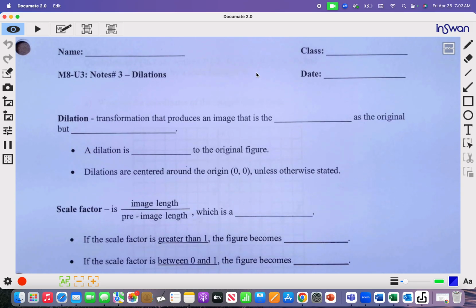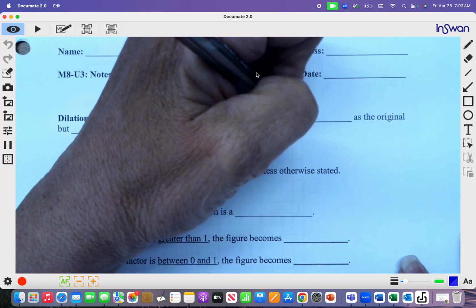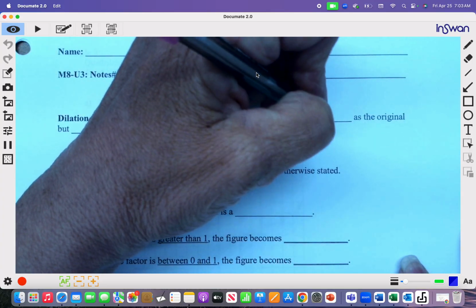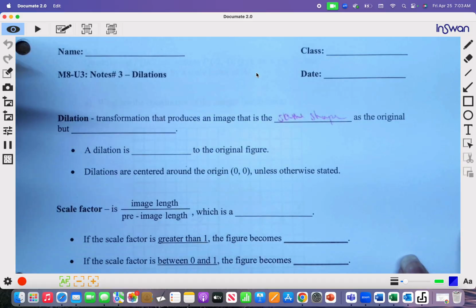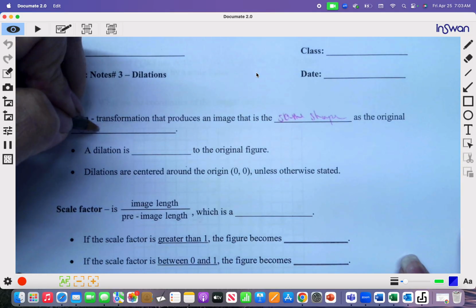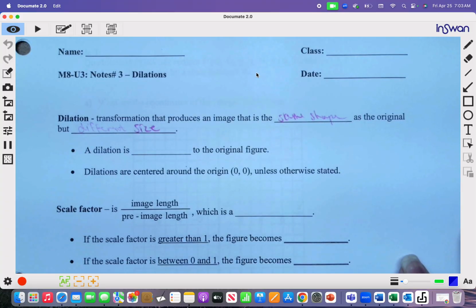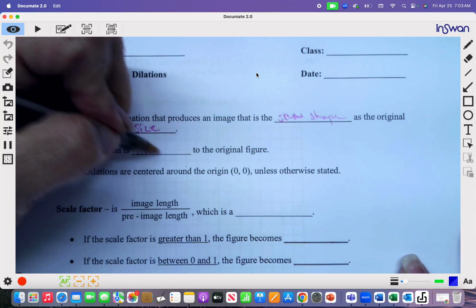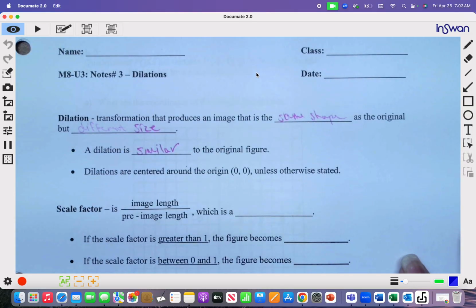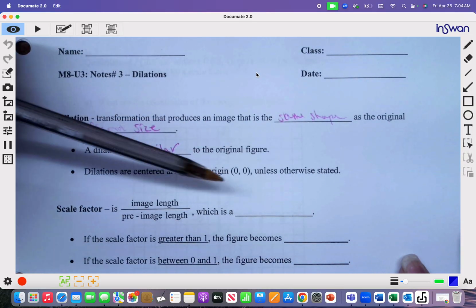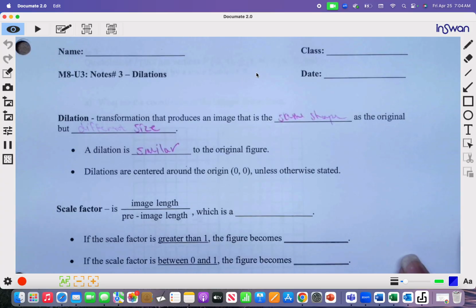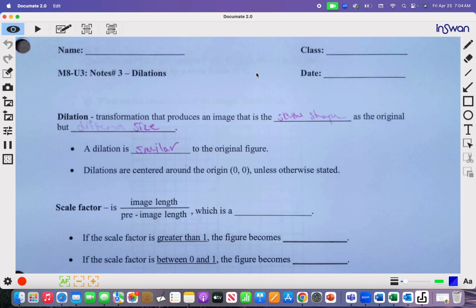We are talking about dilations. A dilation is a transformation that produces an image that is the same shape as the original, but a different size. So instead of being congruent, it is now similar to the original. Dilations are centered around the origin, 0, 0, unless otherwise stated. So for our purposes, it's always 0, 0.